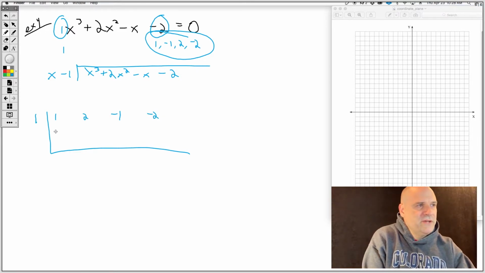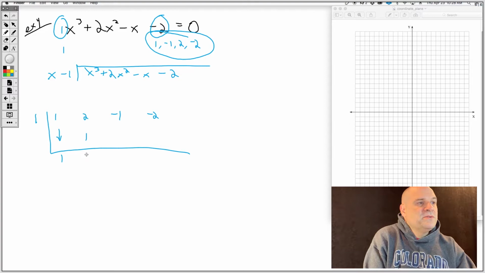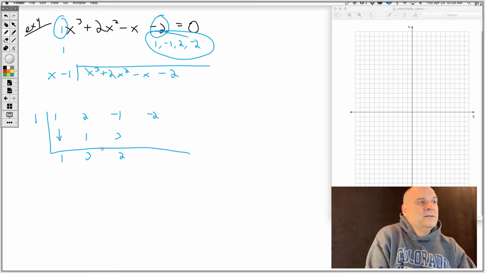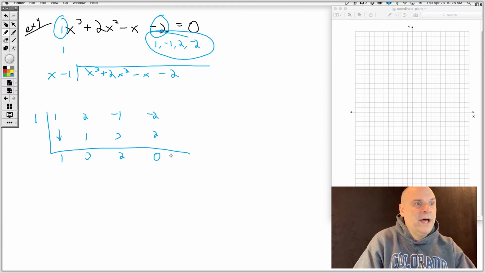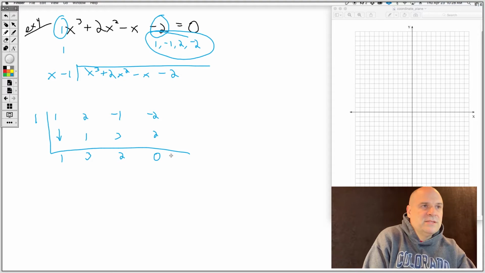All right, synthetic division, remember, bring this down, that's a 1. Multiply 1 times 1 is 1. 2 plus 1 is 3. Multiply 1 times 3 is 3. Add. Multiply 1 times 2 is 2. Add, and you get 0. What? So this is a root.